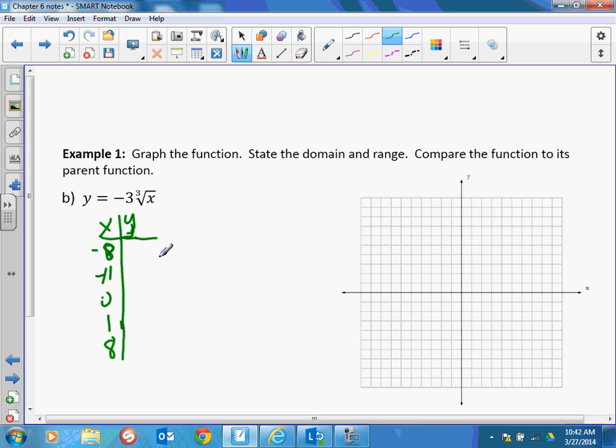Okay. So then I plug that in. Well, let me clear this out. This is messy.